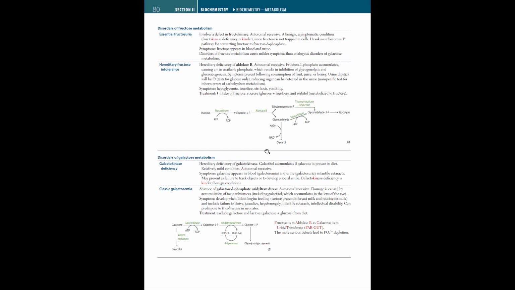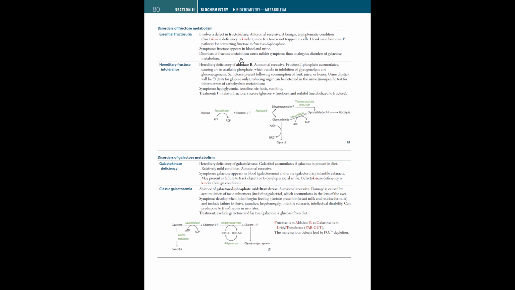All right, moving on. Here we have the disorders of fructose metabolism, and we have two main categories, essential fructosuria and hereditary fructose intolerance. Essential fructosuria involves a defect in fructokinase, and this disease is autosomal recessive, a benign asymptomatic condition, which is fructokinase deficiency, since fructose is not trapped in the cells. So hexokinase becomes the primary pathway for converting fructose to fructose 6-phosphate. The symptoms are that fructose appears in the blood and urine.